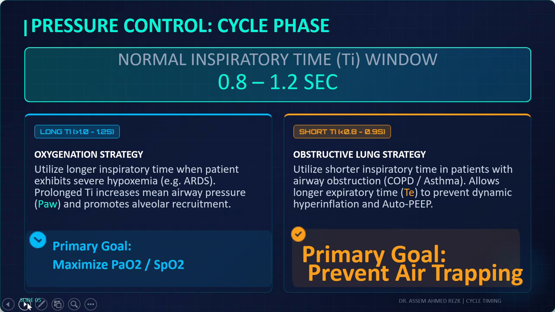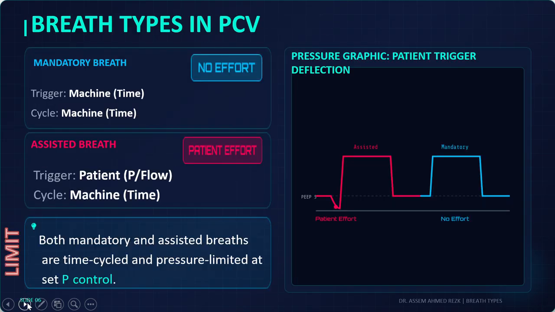Short time, 0.8 to 0.95, is an obstructive lung strategy, in COPD and asthma patients, to allow a long expiratory time to prevent dynamic hyperinflation and auto-PEEP. The primary goal in the long time is to maximize the PF ratio, arterial oxygen over the oxygen saturation in the monitor. The primary goal in the short inspiratory time is to prevent air trapping.